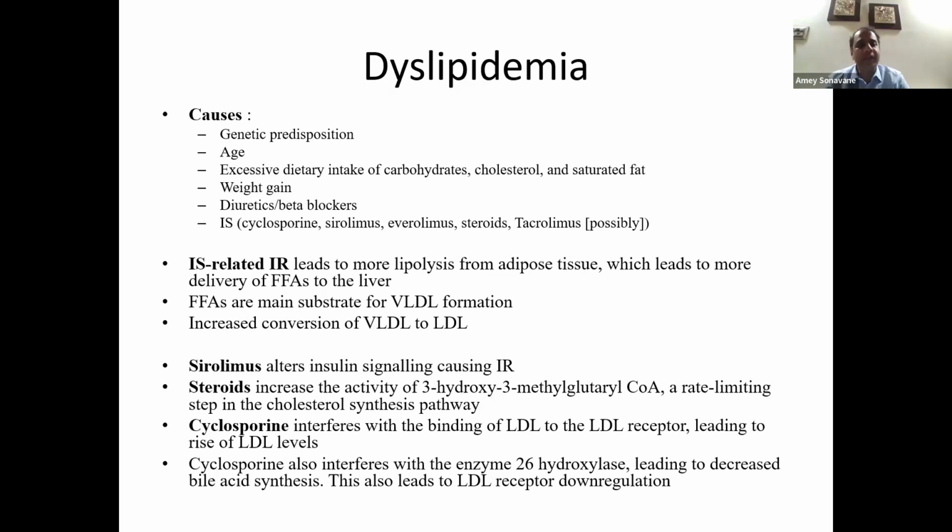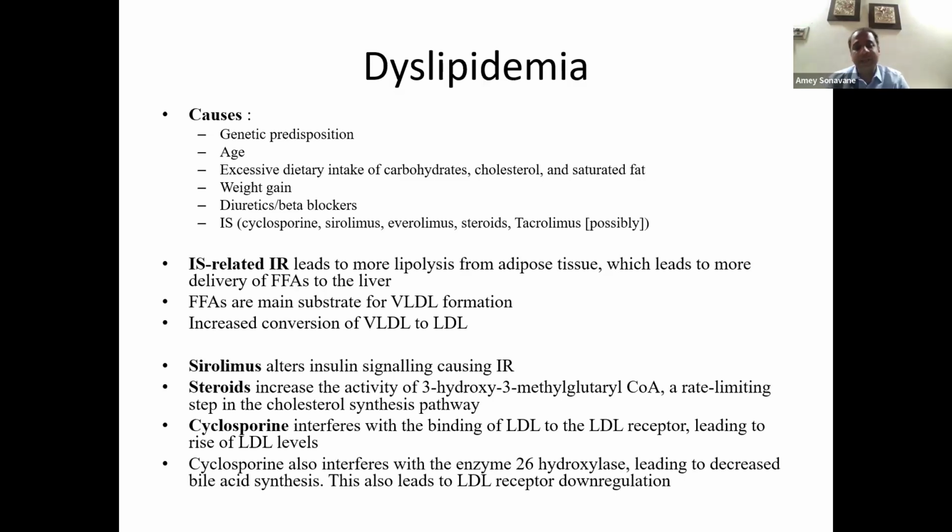Now, how do they really do this? Immunosuppressive drugs can cause insulin resistance, which leads to a lot of release of free fatty acids from the adipose tissue. And these free fatty acids are a main substrate of VLDL formation and eventually LDL formation. Certain drugs like mTOR inhibitors, sirolimus, can alter insulin signaling, causing insulin resistance. Steroids increase the activity of the rate-limiting enzyme 3-hydroxy-3-methylglutaryl coenzyme A reductase, which is a step in the cholesterol synthesis pathway and can cause increased synthesis of cholesterol.